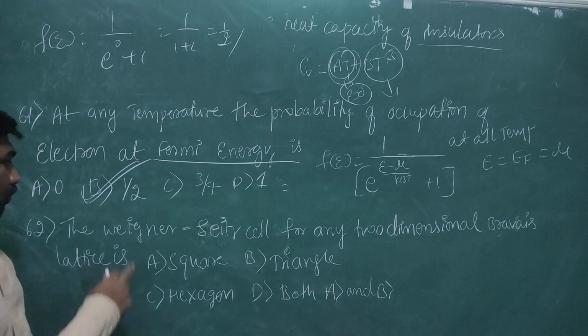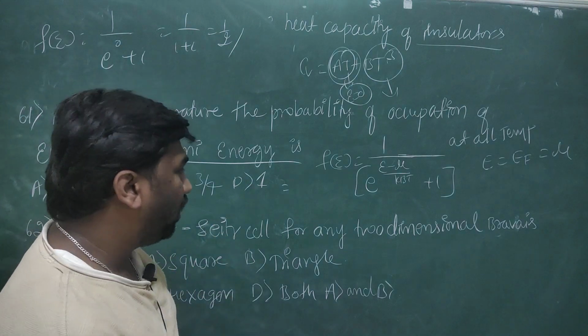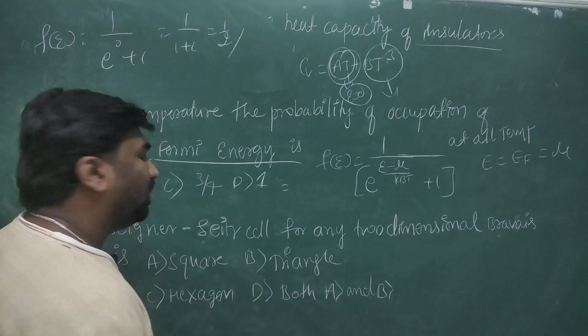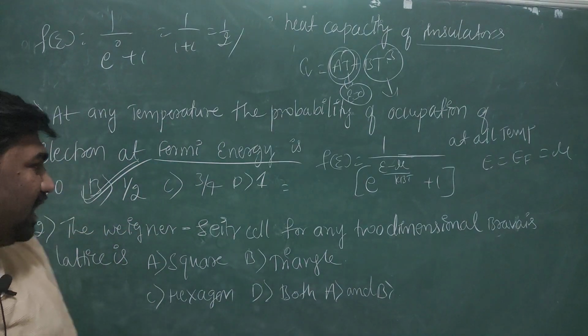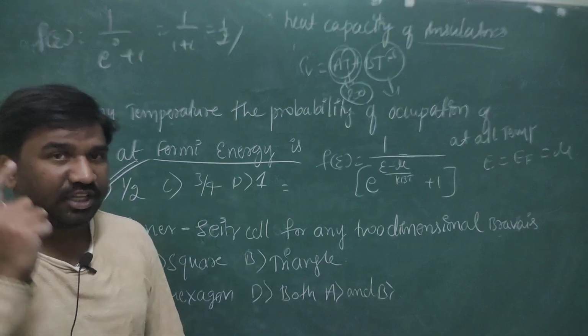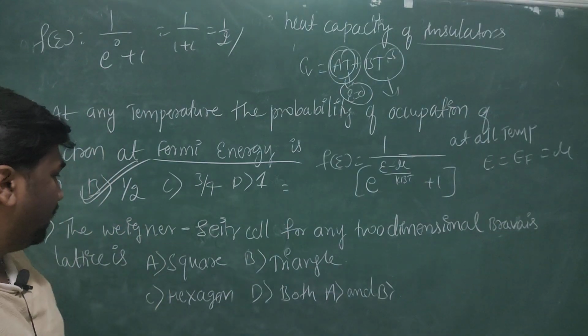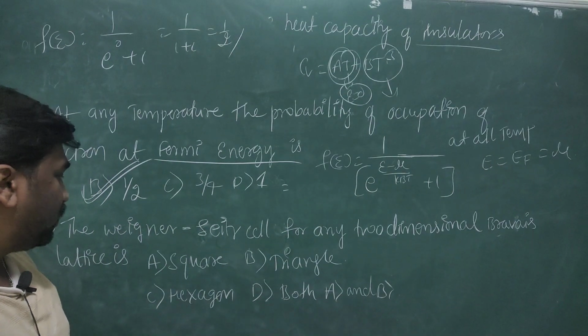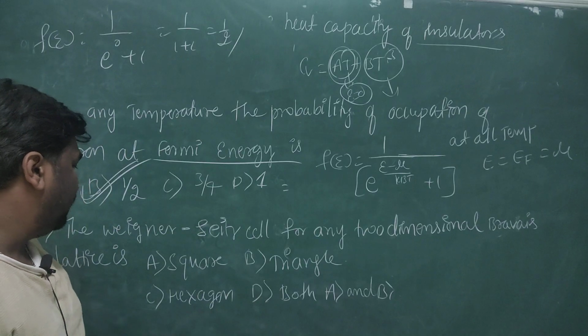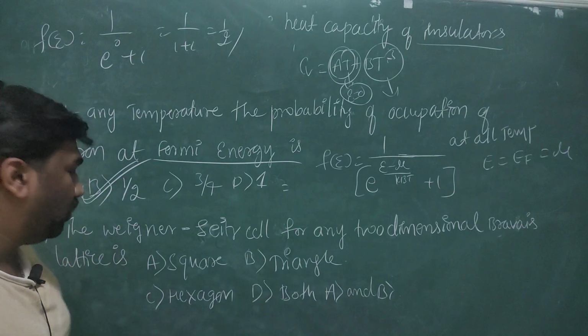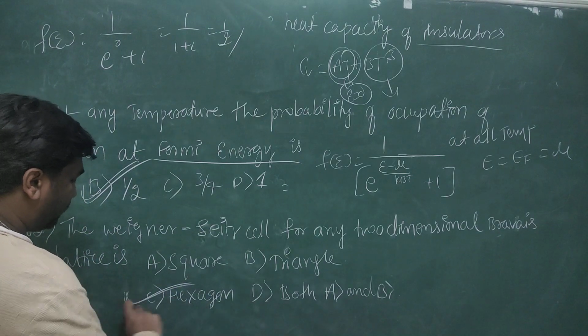Next, the Wigner-Seitz cell for any two-dimensional Bravais lattice. For any two-dimensional Bravais lattice, a Wigner-Seitz cell contains at least one lattice point in a unit cell. So, therefore, it has to be hexagonal or rectangular. So, therefore, option C is correct.